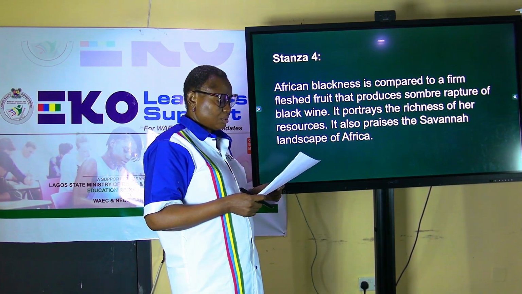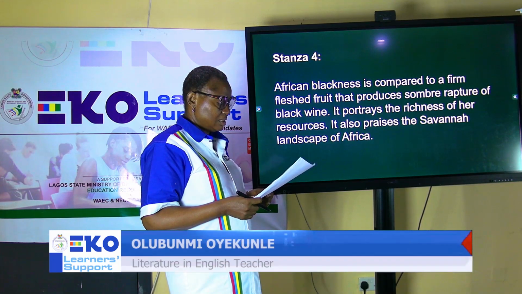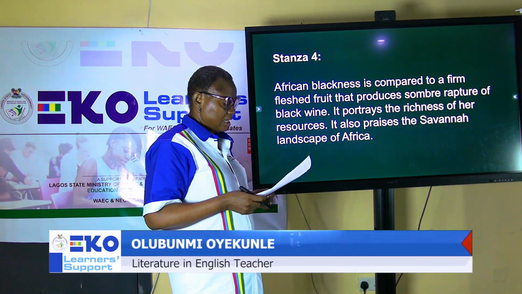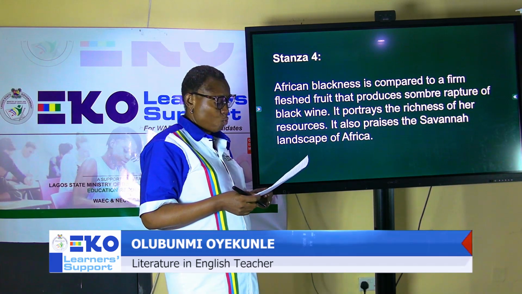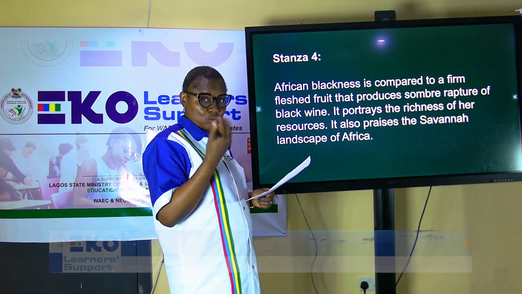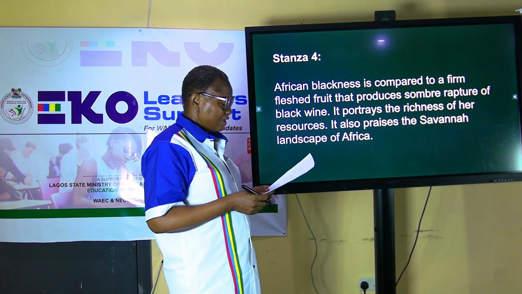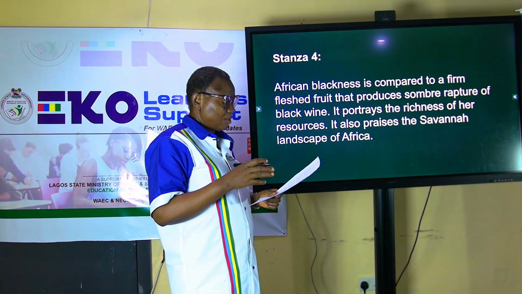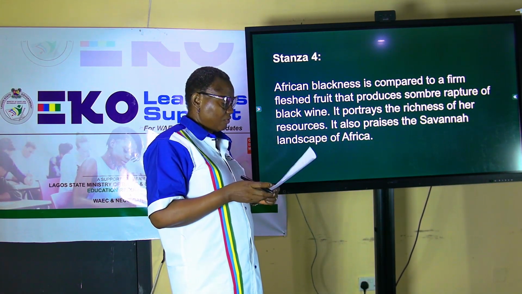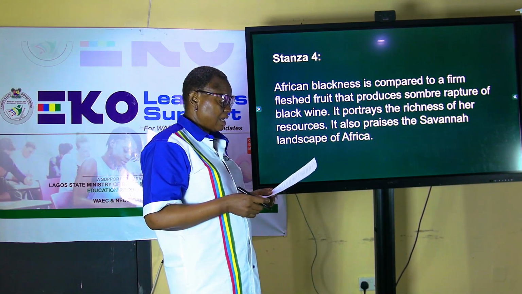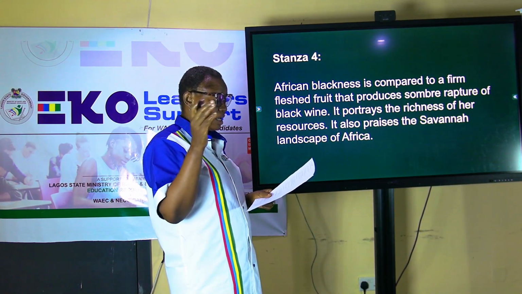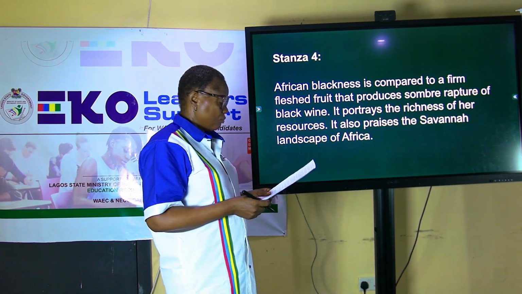And so, Africa is a continent that is rich in natural resources that can create such things as black wine that is so sweet to drink. Savanna stretching is talking about the landscape of Africa that is so vast that it leads to other lands, leading to other horizons.